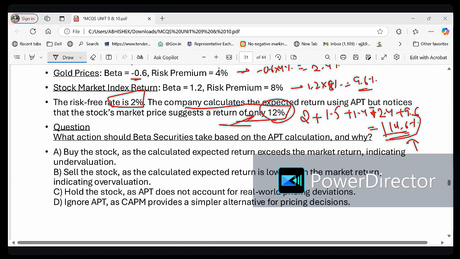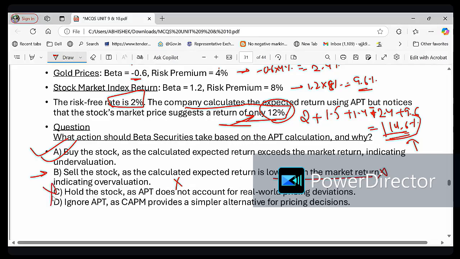Yes, option A, very good. You should buy the stock. Yes, this is what you should do, because the stock is undervalued. Why is option B incorrect? Sell the stock, because the return is higher, not lower. Option B says the calculated expected return is lower. No, it is higher. Had it been lower, then we would sell the stock. Hold the stock. This is wrong.